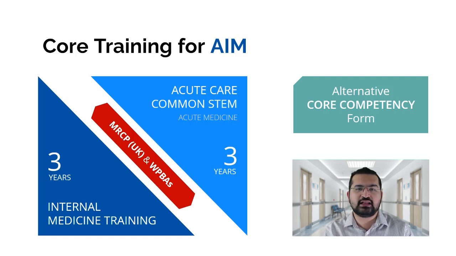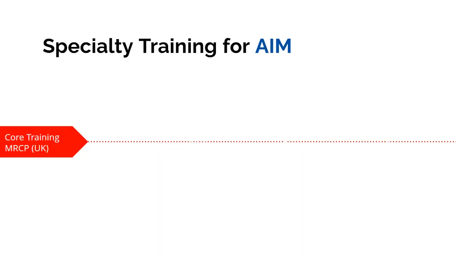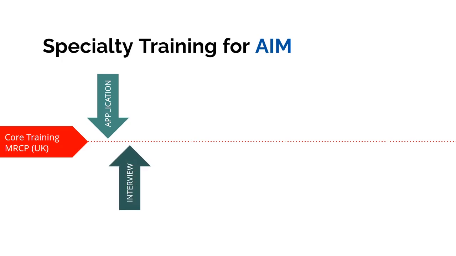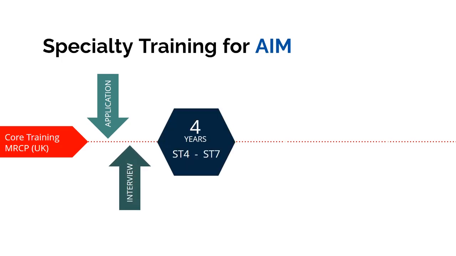So all these three items are actually giving you the competencies of starting a higher specialty training in acute internal medicine. So the specialty training for AIM, let's just break it down a bit more. You have finished any core level training, which could be IMT, which could be SCCS AM, or you have signed off an alternative core competency form from your consultant and completed MRCP UK full parts, like Part 1, Part 2, and PACES, and then you apply for this specialty training, get an interview, and then you join 4 years of specialty training in acute internal medicine.